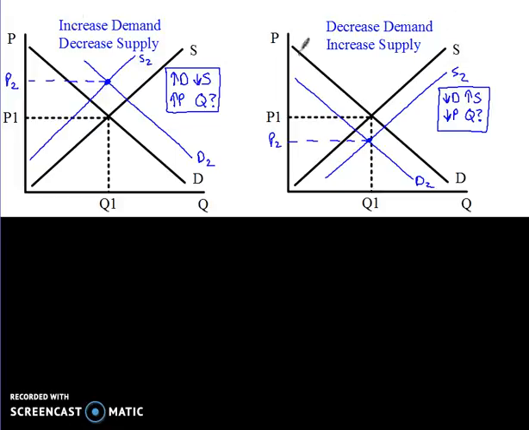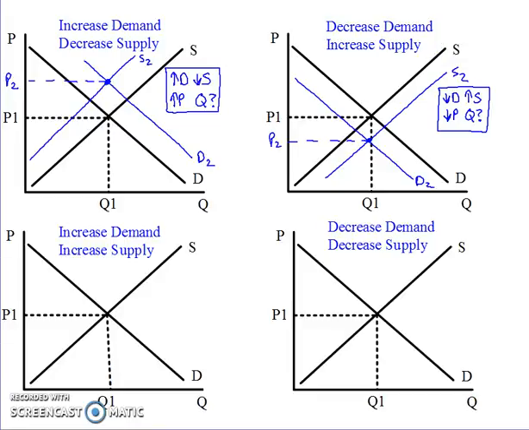On the last podcast, we looked at what happens when supply and demand curves shift in opposite directions, and we did two of those. Now we want to look at what happens when supply and demand shift in the same direction, and we're going to do two of those as well. Let's start with an increase in demand and an increase in supply.